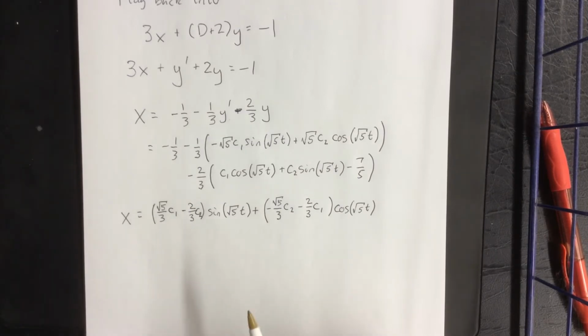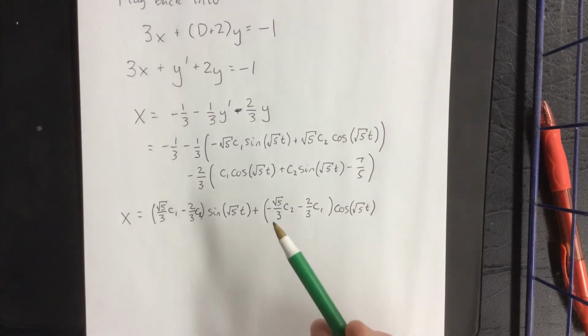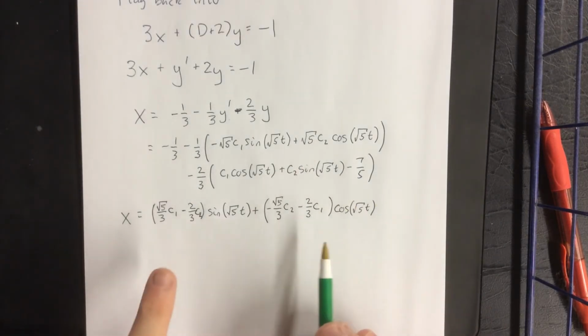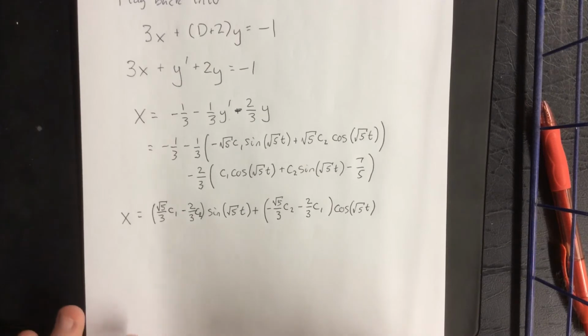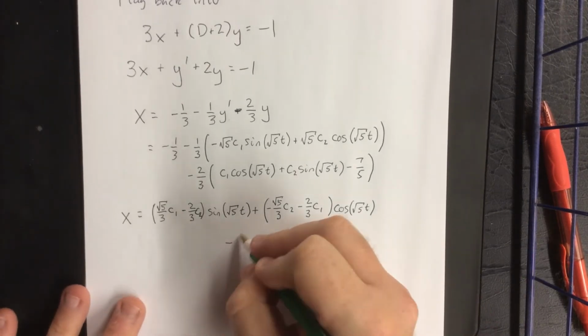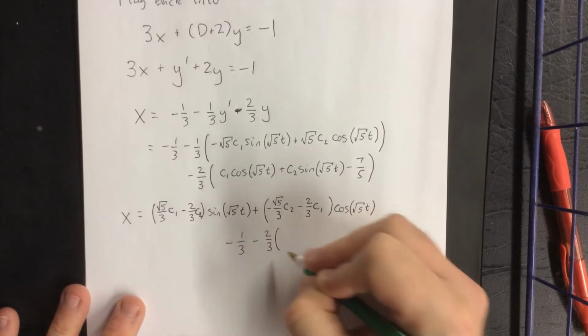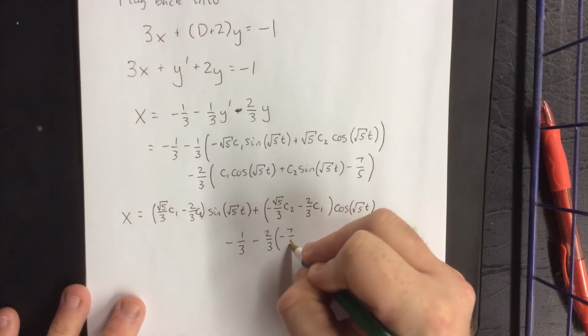That's not a coincidence. It's also not a coincidence that whatever complementary solutions we got for y, we're getting the same complementary solutions for x. That tends to happen in our systems of equations. We also have a minus 1/3, minus 2/3 of negative 7/5.